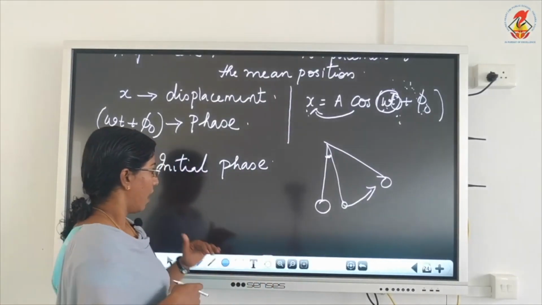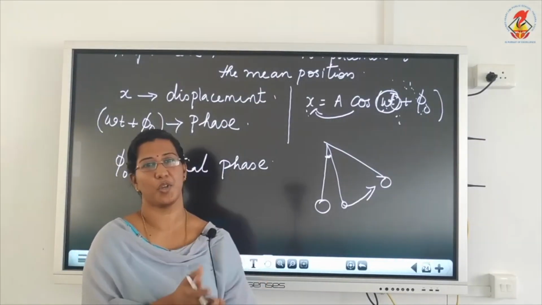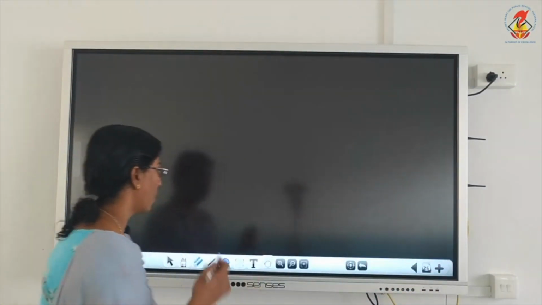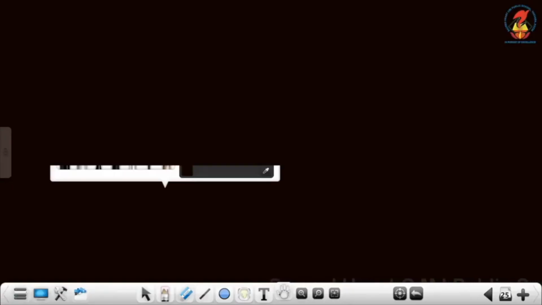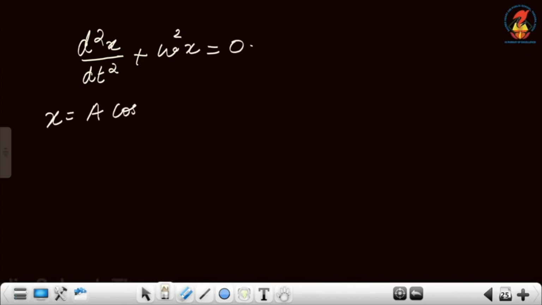Now let us see if x = A cos(ωt + φ0) is actually the solution of the equation. I just told you it is a solution, but let us prove it mathematically. The differential equation of SHM is d²x/dt² + ω²x = 0, and we assume that the solution is x = A cos(ωt + φ0). We are going to substitute the value of x in the above equation and see whether we get 0 after solving.